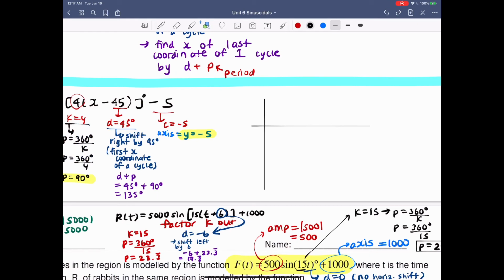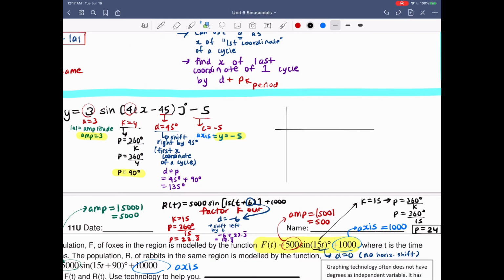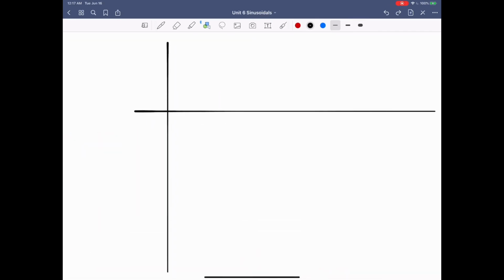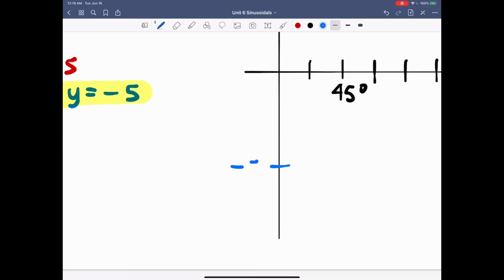So for example, I noticed that I have more values that are negative, so I'm going to draw it like that. I have a slight shift of 45 degrees, so I'm going to start drawing it so that maybe this is 45 degrees. And notice that I want 5 coordinates, and so that means I need 4 lines. And I need to start off by drawing, let's say this is going to be -5. What does that mean? That is my axis.